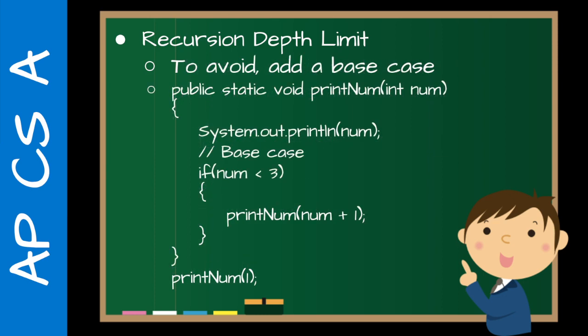So to avoid that, we add a base case. And this is where the recursion stops. We've hit whatever limit we want to hit. So in this case, I could say public static void printNum(int num). And then we print the number. And then our base case is if num is less than 3. I could have done if num is not equal to 3, but this probably makes a little bit more sense. So we're going to call printNum with num plus 1. So if we go in here and this is 0, we print 0, 0 is less than 3, 1.